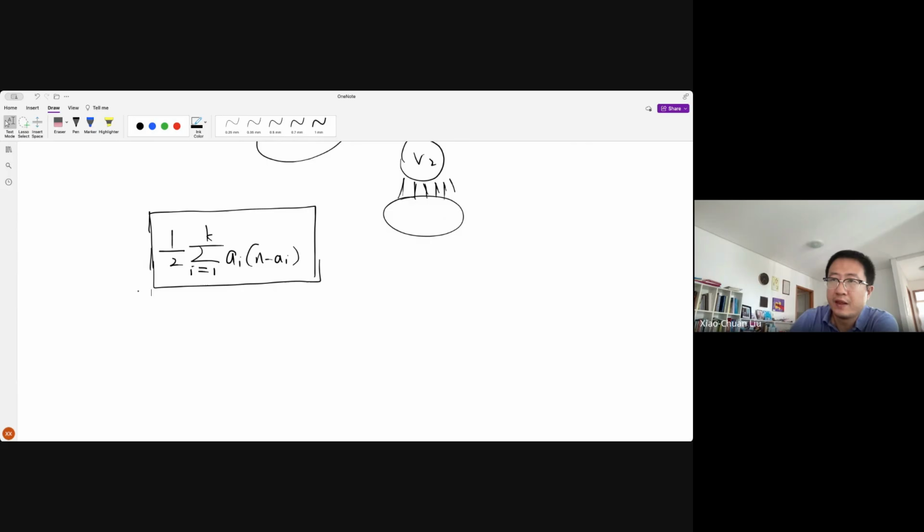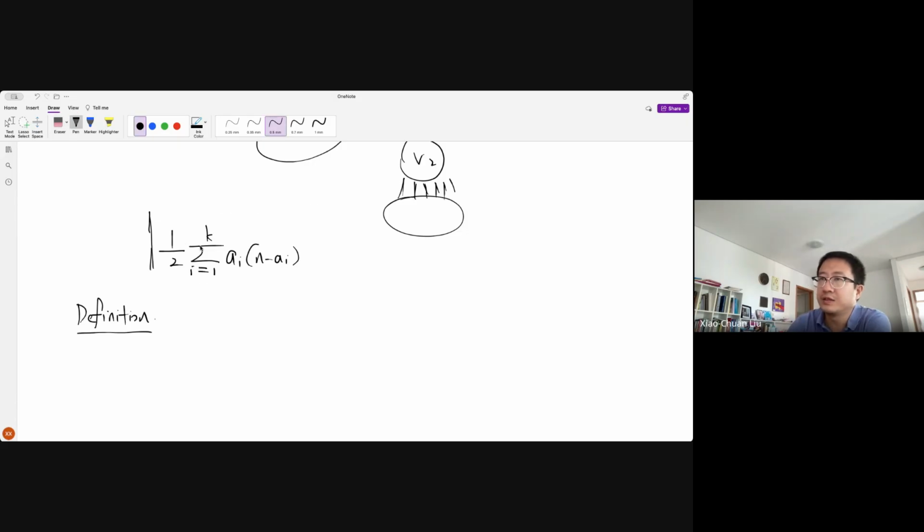Right. So next, we have this definition. So this is actually the edge number of a complete k-partition graph, and the part sizes are A1, A2, until AK.